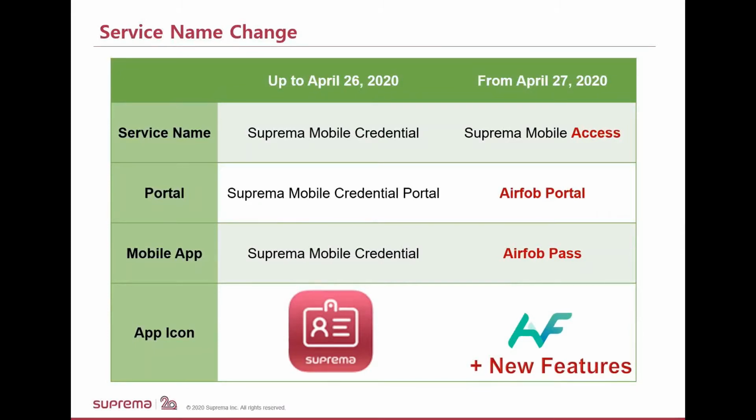Firstly, Suprema Mobile Access service names are changed from April 27th. Suprema Mobile Credential to Suprema Mobile Access, and portal name changed to AirFob Portal. The app name and icon has been changed also. We also improved some features too.